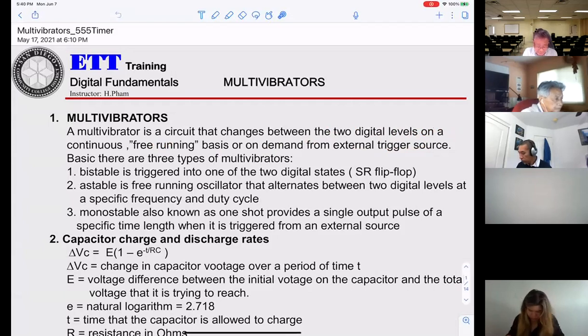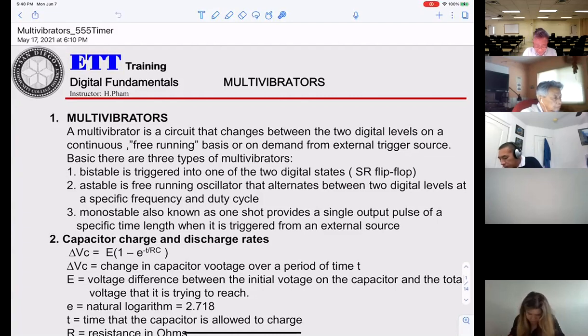Basically, there are three types of multivibrator. Okay, first thing, the bistable. It triggers from one of the two digital states. So basically, that's just a flip-flop, okay?